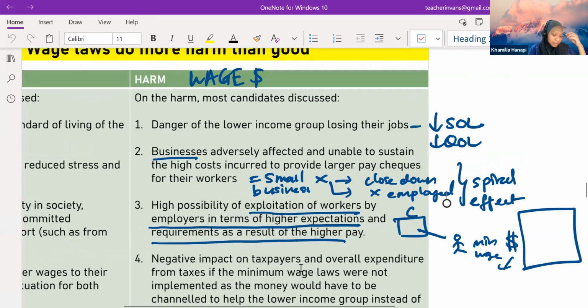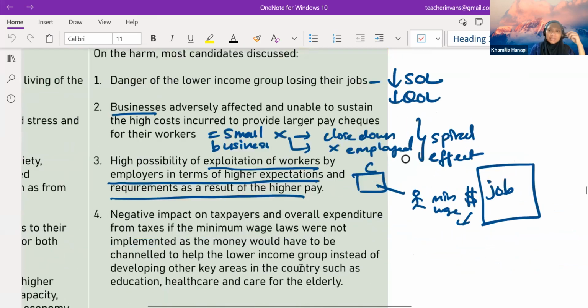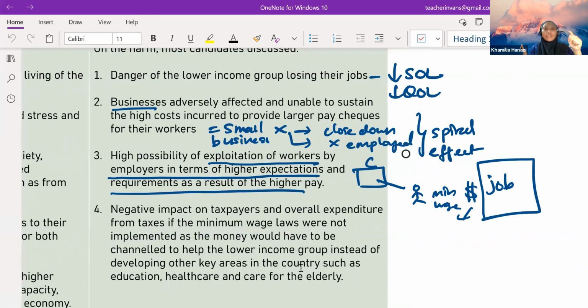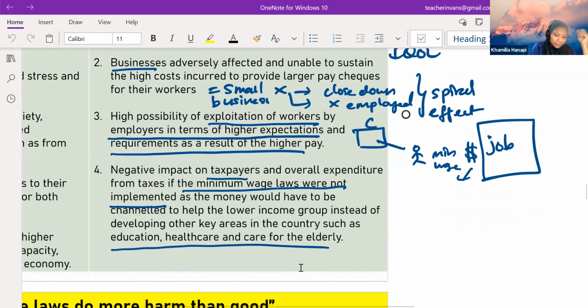And the other one is: who pays for all this? It is basically the companies. But if the companies still cannot provide that minimum wage, a lot of the time the taxpayers actually must level up. The reason is, if the minimum wage laws were not implemented, a lot of the other sectors, because remember we talk about expense, we talk about the country's budget, it is limited.